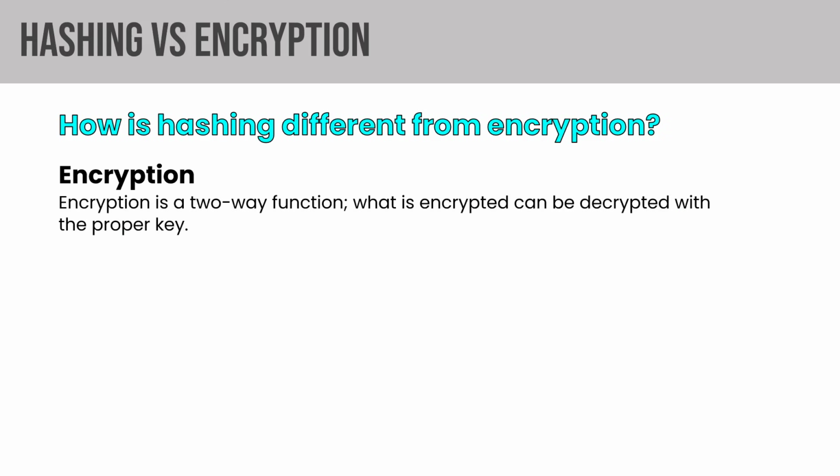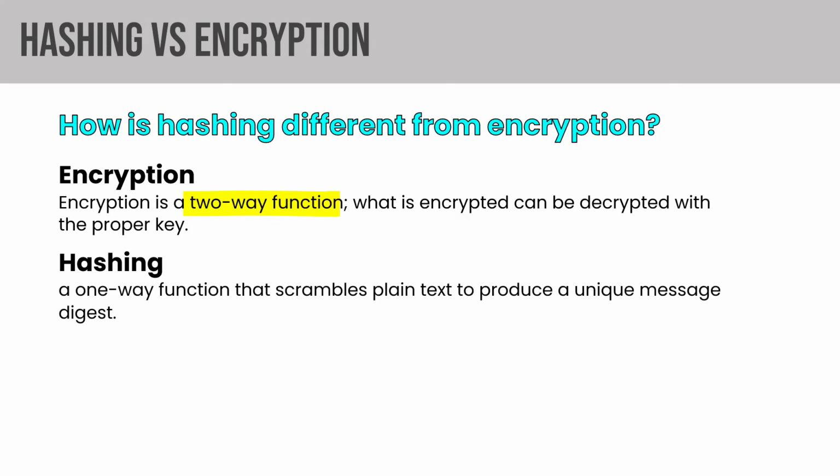Well, encryption is a two-way function. What is encrypted can be decrypted with the proper key. Now, on the other hand, hashing is a one-way function that scrambles plain text to produce a unique message digest. It takes variable length content and produces fixed length output. And if properly designed, there's no way to reverse that hash. It's a one-way function by design.